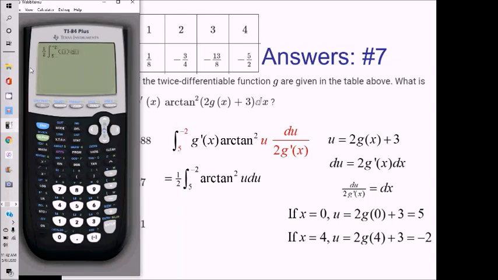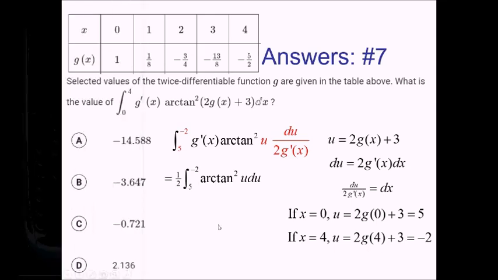Great. Let me do alpha trace and then y1. That's where I stored my arctan squared. Let me do dx. Press enter. Hope for the best. This comes out to about negative 3.647, which is going to give us answer choice B.